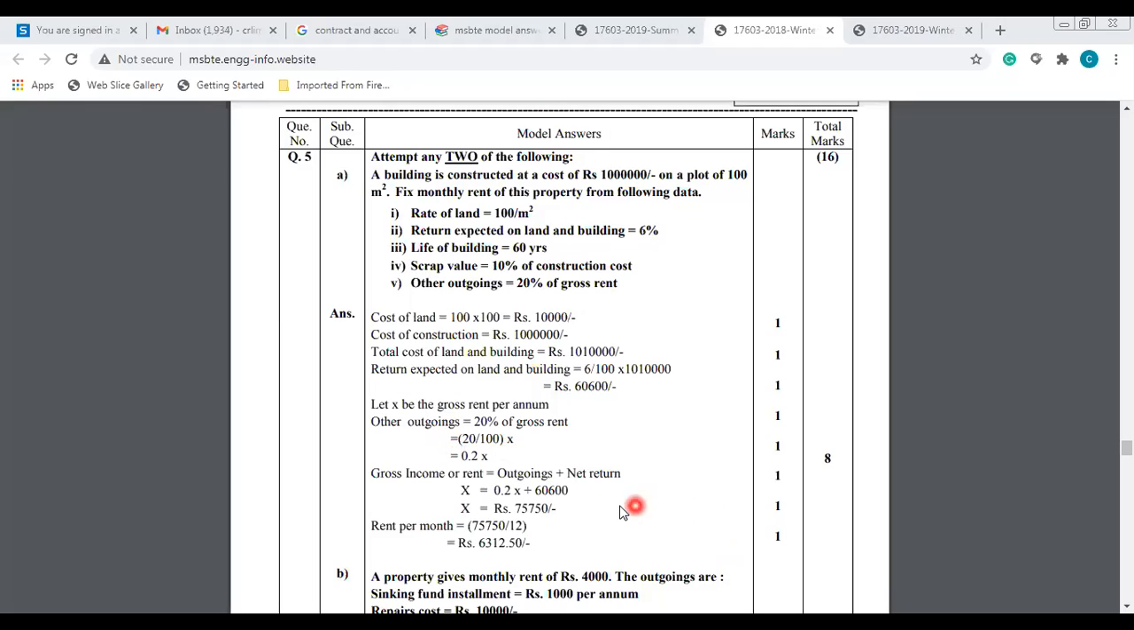So what is the formula? Simple formula we are using: gross income equals net return plus outgoings. Gross income we have assumed as X. Outgoings are 0.2 of X, that is 20% of gross rent, plus net return, which is the expected return on land and building we have determined, 60,600 rupees. If you solve this equation, you will get the gross income as 75,750 rupees per year. If you divide it by 12, you will get the monthly gross rent.